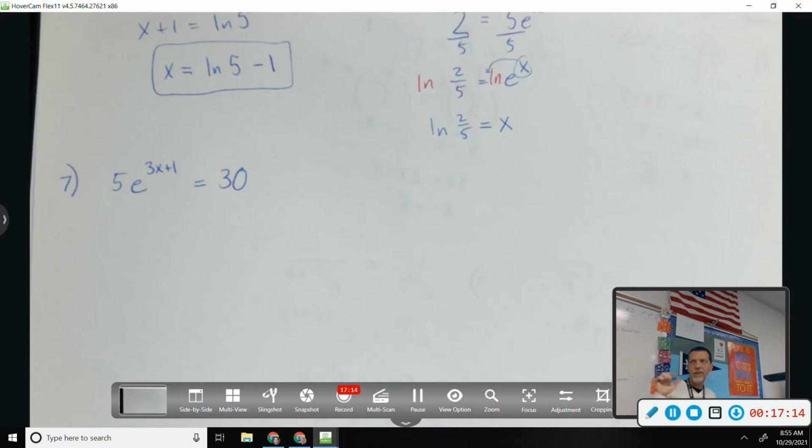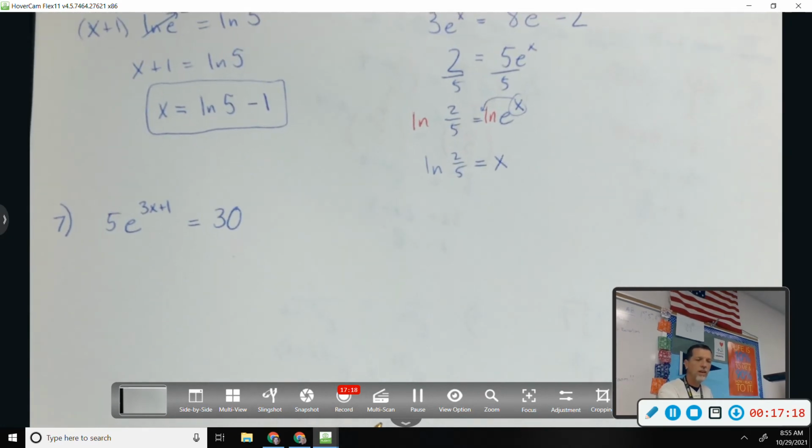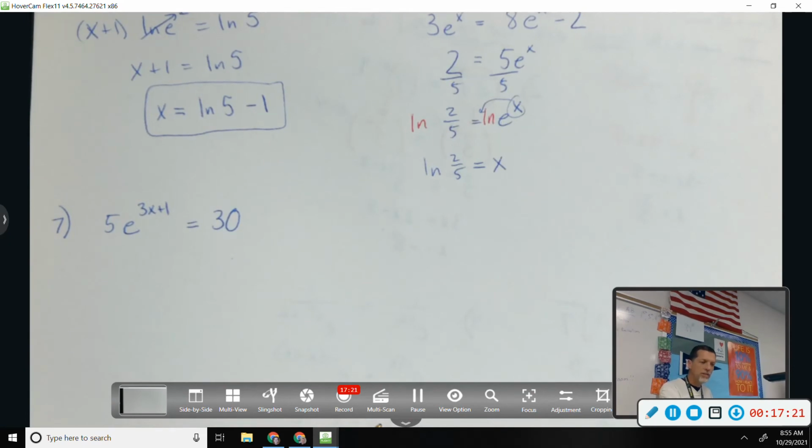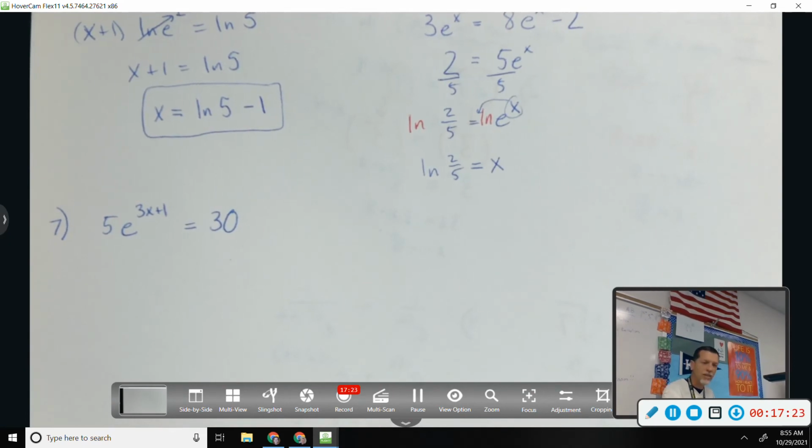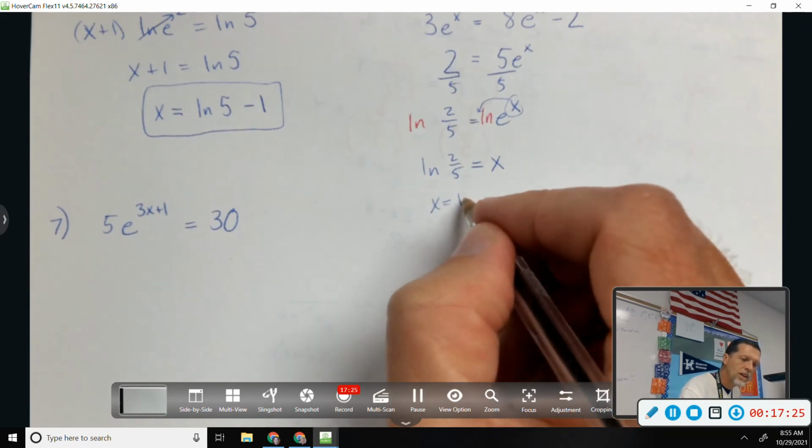Why don't you expand it to be ln 2 minus ln 5? It is equal to ln 2 minus ln 5. You're right, and so that would not be wrong.